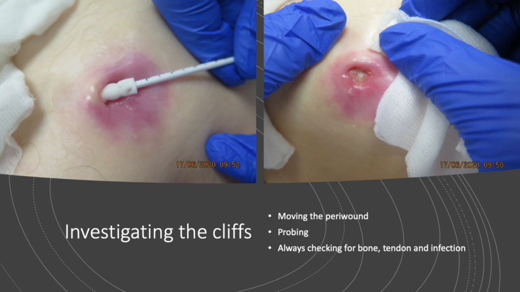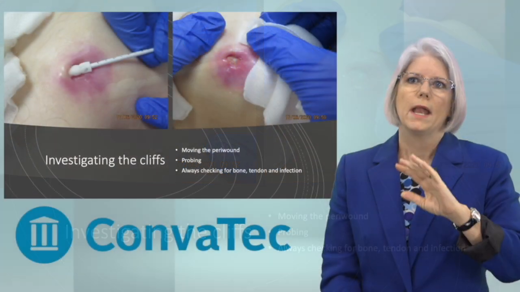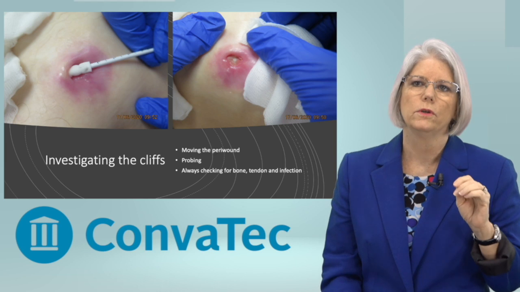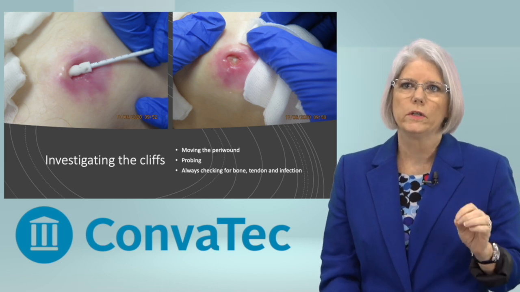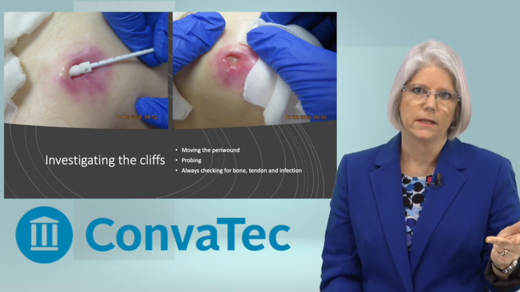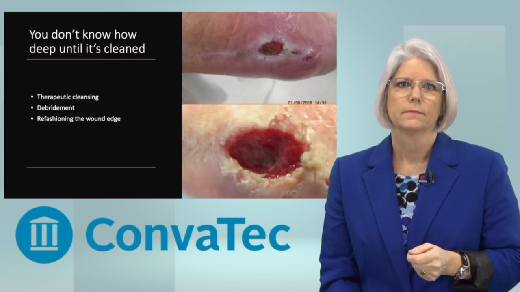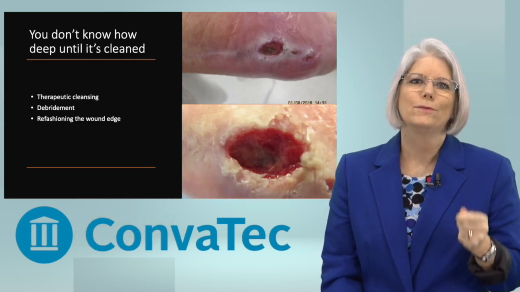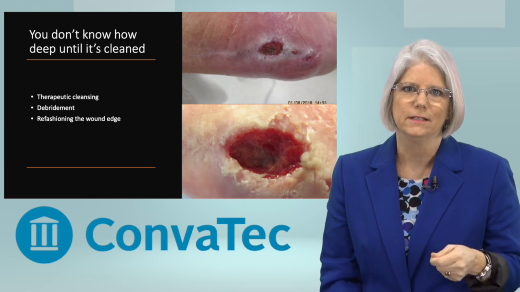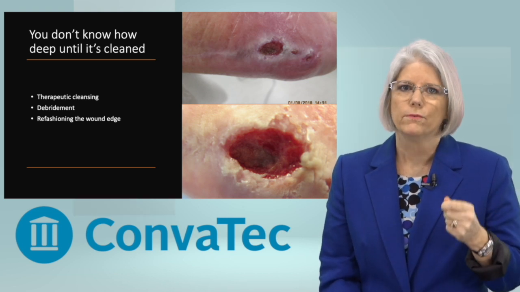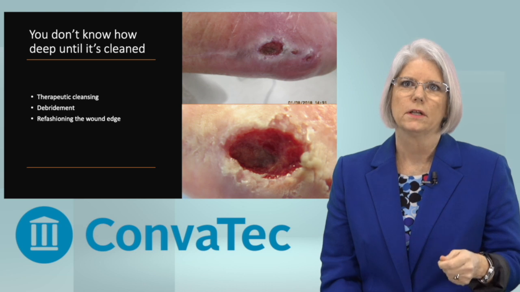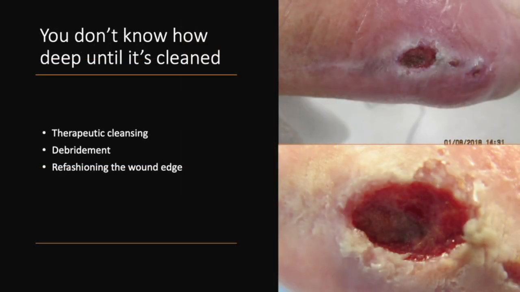So I've probed it with the soft. I've also probed it with a hard sterile instrument to check for bone. And any time that you're doing a wound dressing procedure, you need to always be checking for bone, tendon, and infection. You don't know how deep it is until it's clean. You don't know if your wound edges are attached until it's cleansed. So it's therapeutic cleansing, debridement, and refashioning the wound edge.